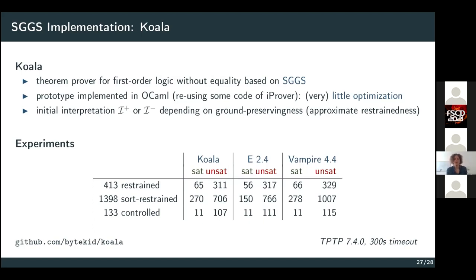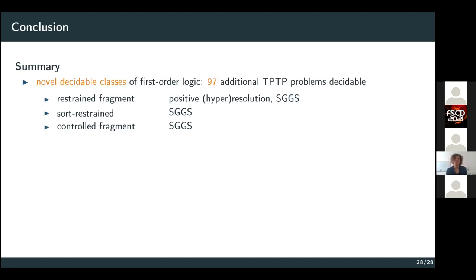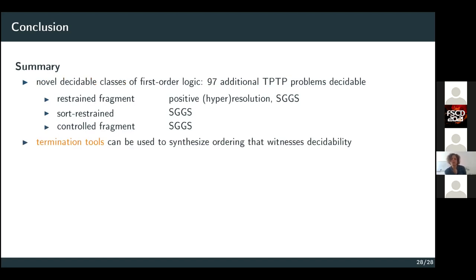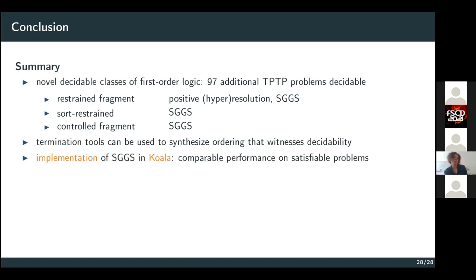This brings me to the conclusion. So I talked about decidable classes of first order logic that we can recognize using termination tools of rewriting. The restraint fragment, which is decidable by resolution methods, positive resolution methods, and also by SGGS. And SGGS, in addition, also decides the sort restraint and controlled fragments. So with this, we can recognize almost 100 new additional TPTP problems that are decidable. Yeah, so we use termination tools to synthesize suitable orderings that witness decidability. And the implementation in this tool Koala shows that on these classes, SGGS really seems to behave reasonably.